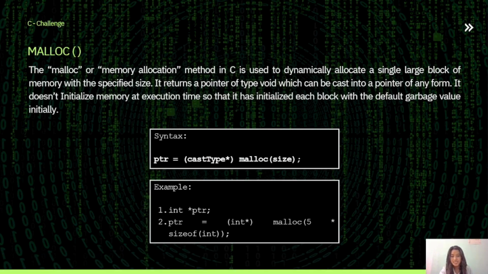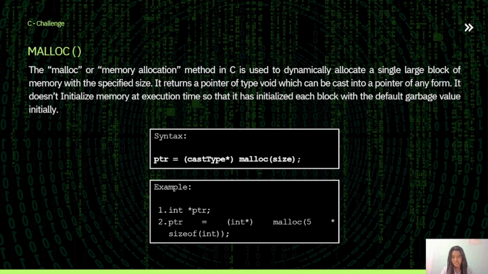Malloc. The malloc or memory allocation method in C is used to dynamically allocate a single large block of memory with a specified size. The function returns a pointer of type void, meaning it doesn't specify the data type of the memory block, so you can cast it to any pointer type you need, for example, int or float. However, malloc does not initialize the allocated memory. Instead, the memory will contain random or garbage values until you explicitly set or initialize it in your program.